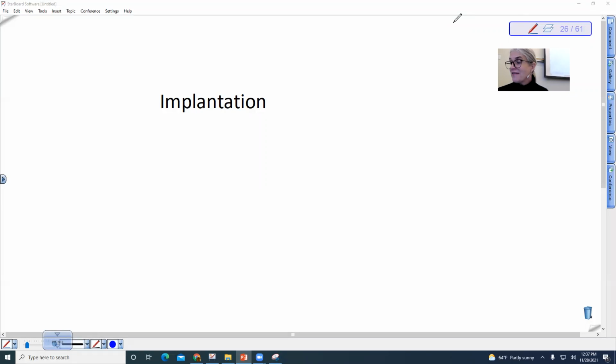Okay, so implantation of the blastocyst occurs in the uterus, and more specifically, in the lining of the endometrium. So the blastocyst, remember, is first in that fertilization membrane, and it has to break free of the fertilization membrane, and then it floats around a little bit until it will adhere to the lining of the uterus. That adhering will cause the trophoblast to start to produce digestive enzymes.